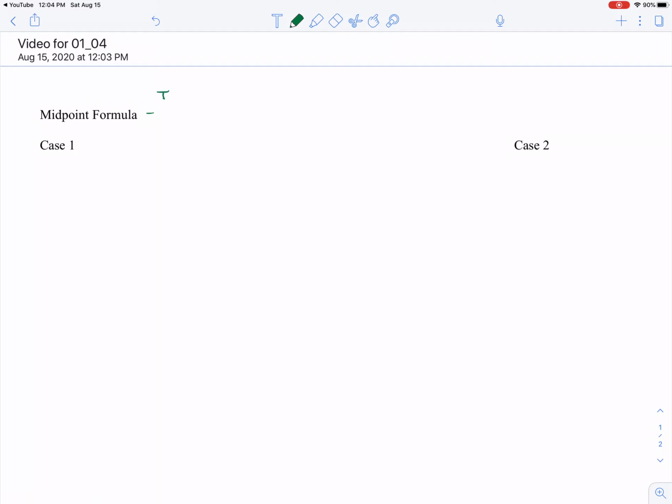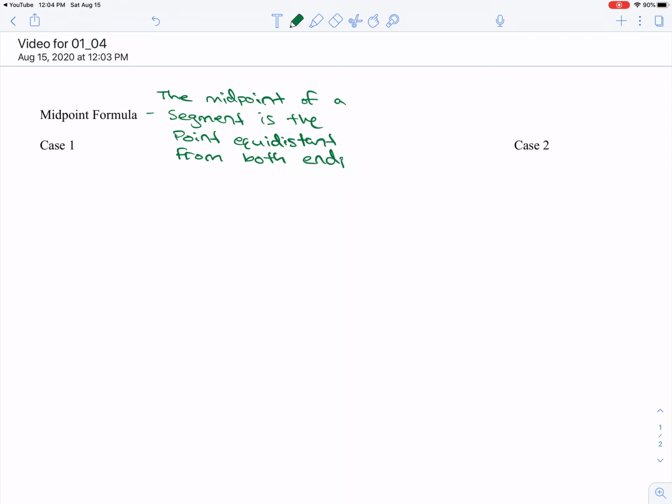So the midpoint of a segment is the point, and I'll upload this key to Canvas, so feel free just to watch for now, equidistant from both endpoints. And I'll provide a diagram to kind of explain.